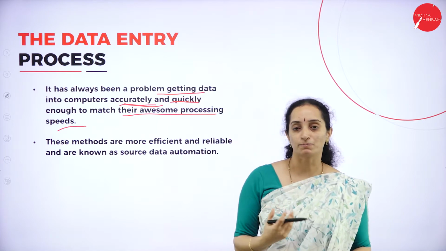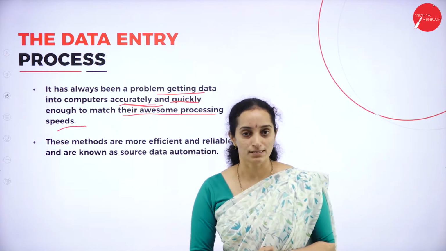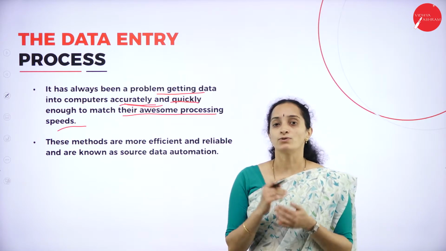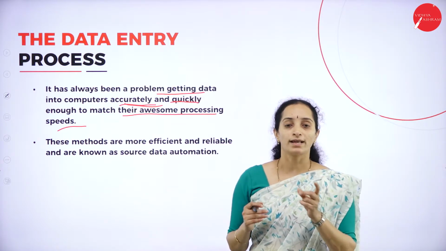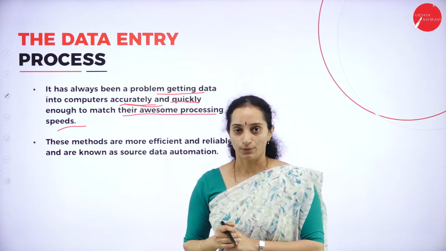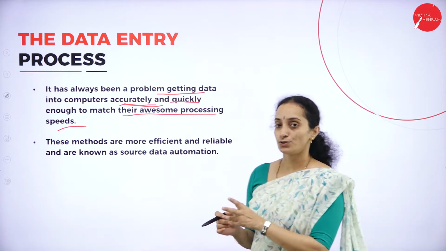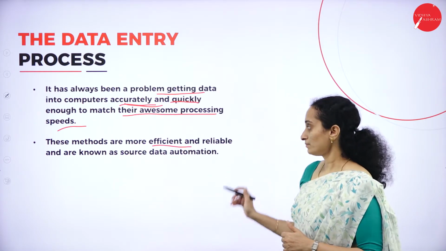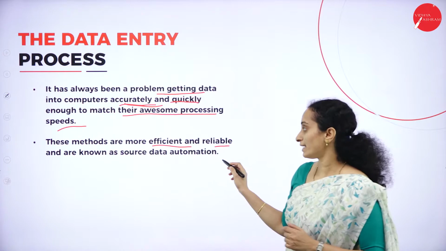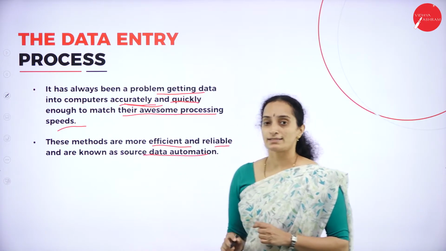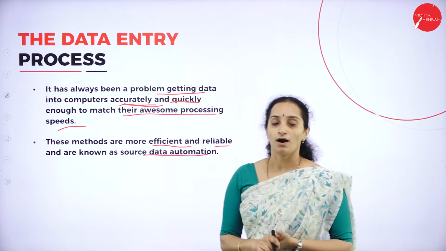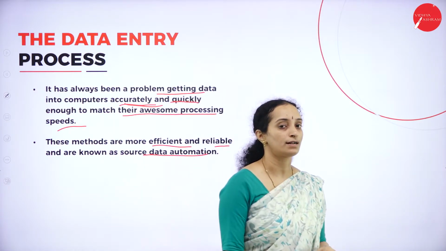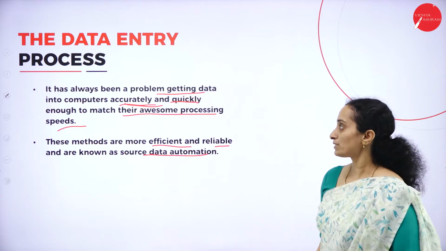As we know, computer processors work at enormous speed. We cannot match the speed of the processor, but we have to try to get an accurate and quick data entry to the system. These methods are more efficient and reliable and are known as source data automation. We are automating the data from the source. We are taking the data from the source itself.